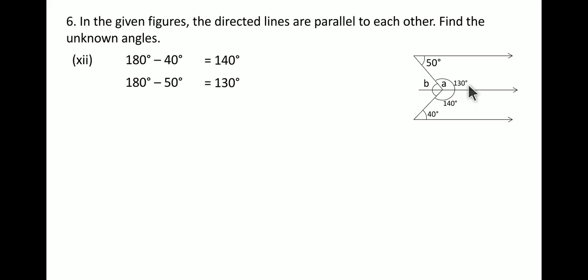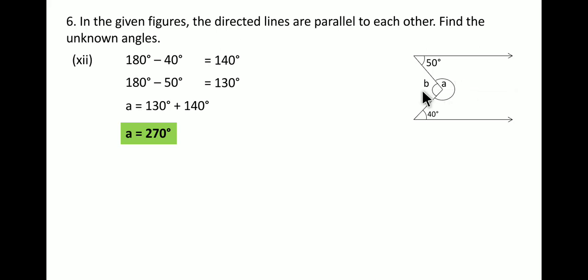So we can say that angle A is the total of 130 degree and 140 degree. Okay, 130 plus 140, which is equal to 270 degree. So the first value, angle A is equal to 270 degree, is obtained. Now in the second case, we'll remove this straight line so that we can see the picture clearly.